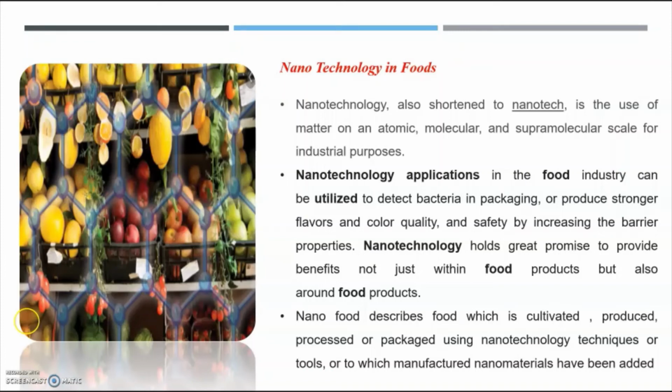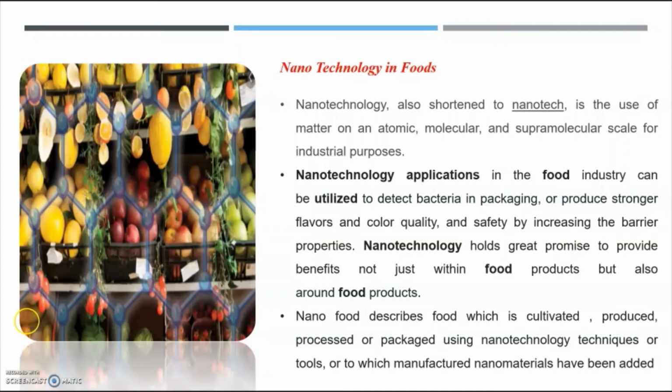Now what is the role of nanotechnology in food? Nanotechnology applications in the food industry can be utilized to detect bacteria in packaging or produce stronger flavors and color quality and safety by increasing the barrier properties. Barrier property includes the permeability of gases, water vapor, aroma compounds and light. All such factors are very important for maintaining the quality of a packaged food. Nanotechnology holds great promise to provide benefits not just within food products but also around food products.